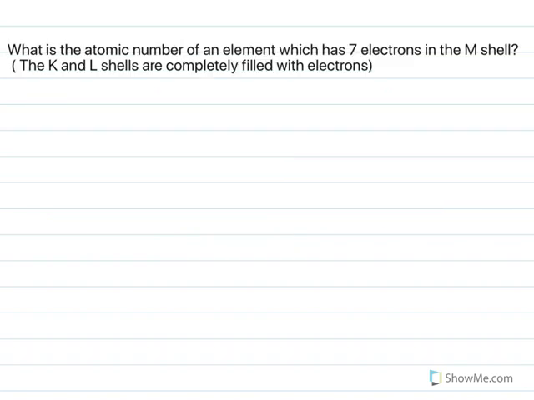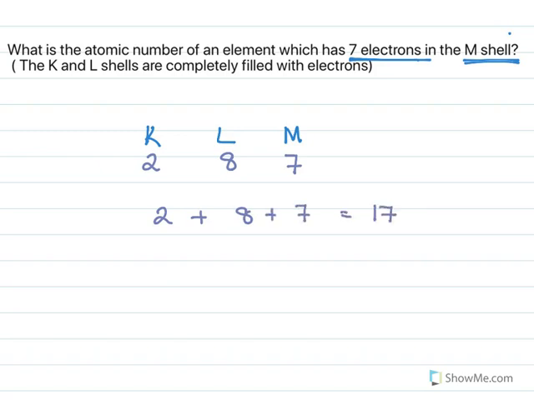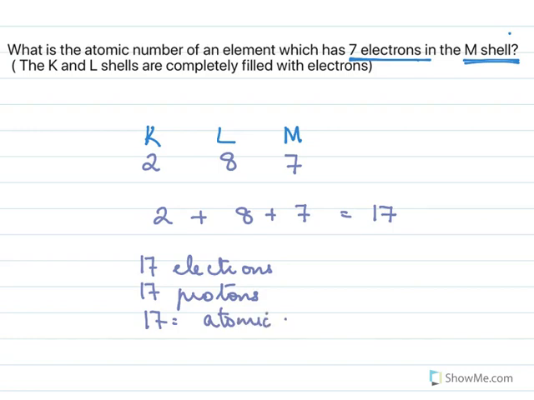What is the atomic number of an element having 7 electrons in the M shell? So that is K, L, M. And in the M shell it has got 7 electrons. That means there must have been 8 in the L and 2. Now you have to add up 2 plus 8 plus 7, that is 17. So 17 electrons, that means also 17 protons, which means 17 equal to atomic number. Atomic number, number of protons.